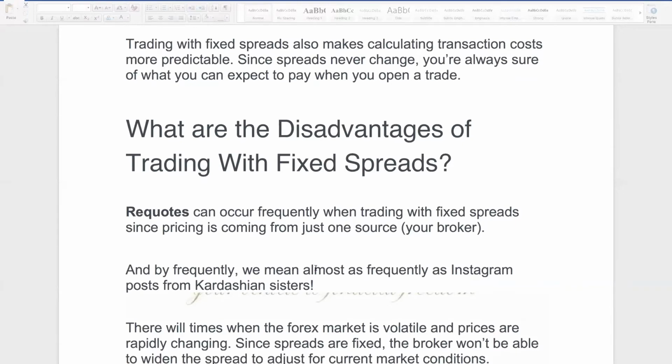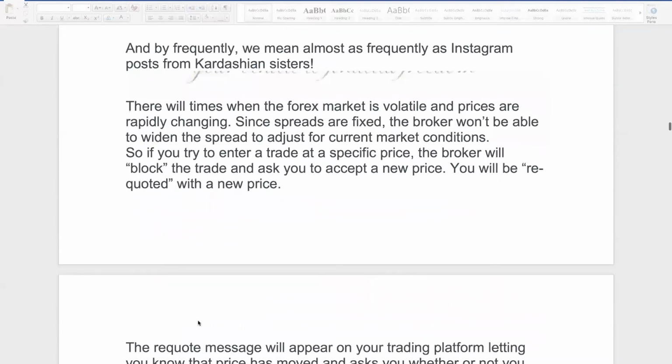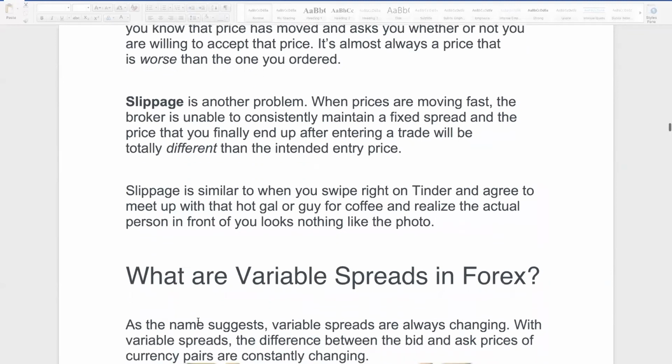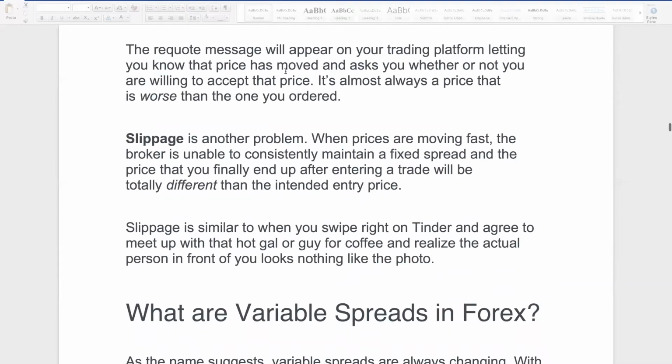And by frequently, we mean almost as frequent as Instagram posts. A requote message will appear on your trading platform, letting you know that price has moved and asking whether or not you are willing to accept that price. It's almost always a price that is worse than the one you ordered.